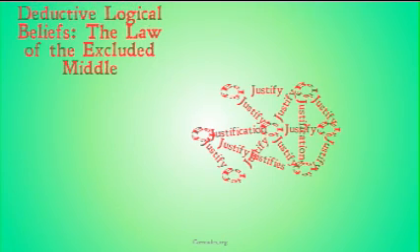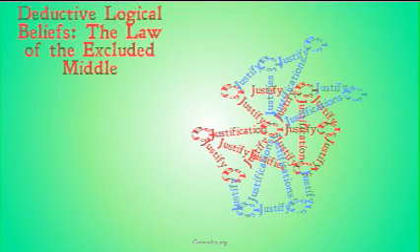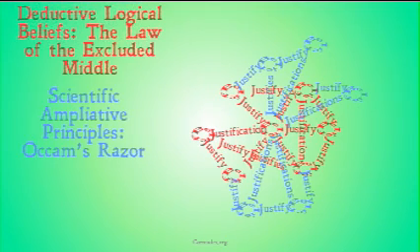It'd be very hard for someone to believe that something is both red and not red, for example. The law of excluded middle. Then, according to Loudon, there are some beliefs that are farther away than these deductive logical beliefs, but not as far out on our web of beliefs as scientific theories. These are our scientific ampliative principles.